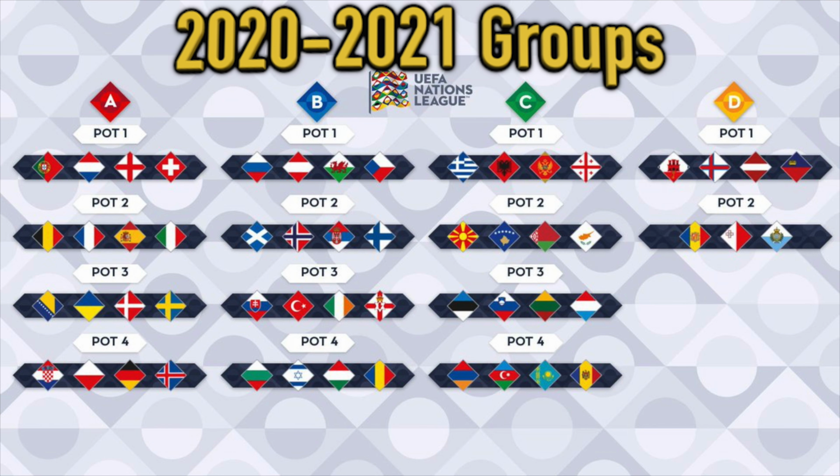And here's an example of what the groups look like for the 2020-21 UEFA Nations League season. You can see the 16 teams in League A. Those are the best of the best. The creme de la creme countries, 16 in B and C and 7 in D.